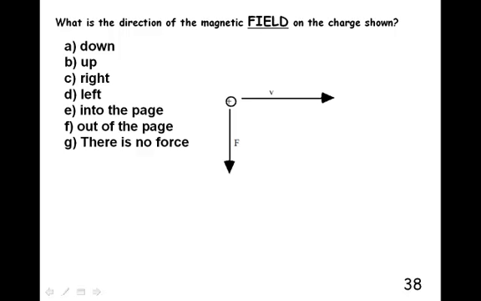What's the direction of the magnetic field on this charge? Well, now we have to find the field instead of the force. So I'm going to put my thumb in the direction of the velocity, and then my palm I'm going to point downward along with the force. And then I see that my fingers have to stick out of the page. I'm using my right hand. I hope you're playing along with this game. So that was out of the page.